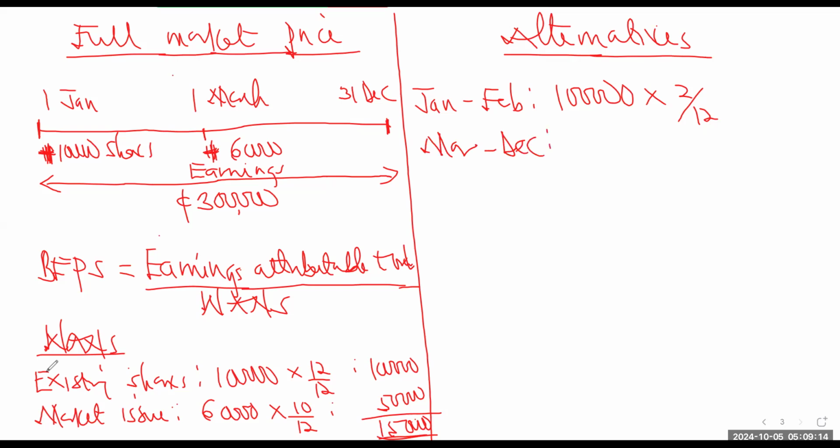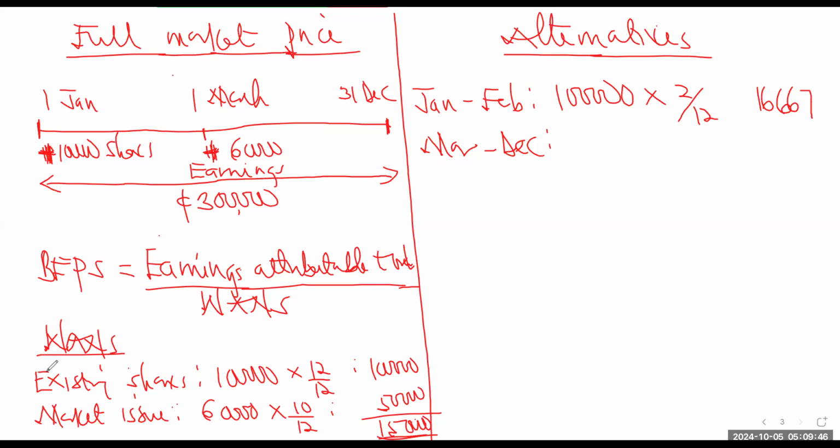So January, February, it will be only 10,000 that we are going to be using to generate profits. So that will generate profit for only 2 months. Okay, I'm having 16666.7. Okay, let's just make it 16667.